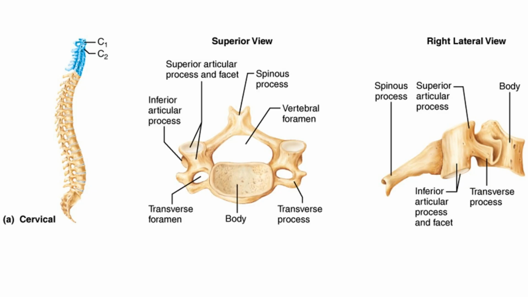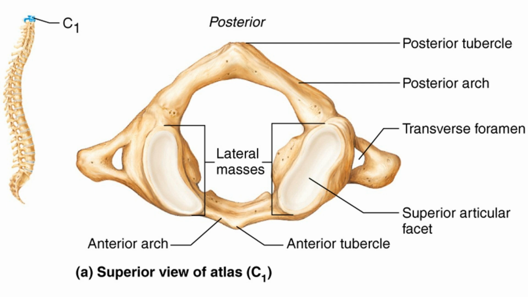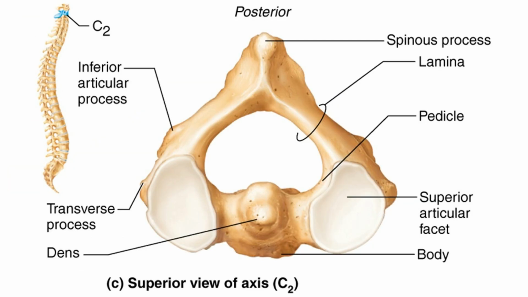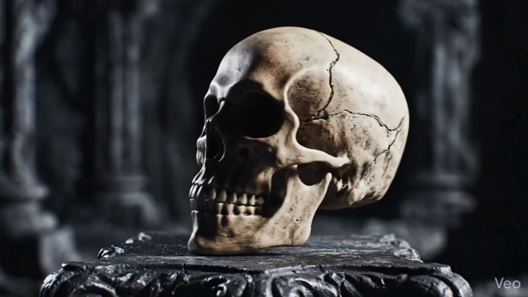Cervical vertebrae. Transverse foramina, only in cervical vertebrae. Atlas, or C1. No body. Joins the head and provides for range of motion when you nod to say yes. Axis, or C2. Odontoid process, or dens, allows rotation of the head when you shake your head to say no.